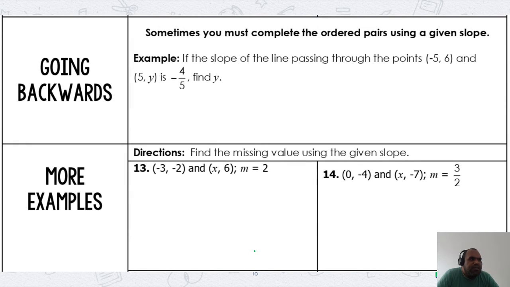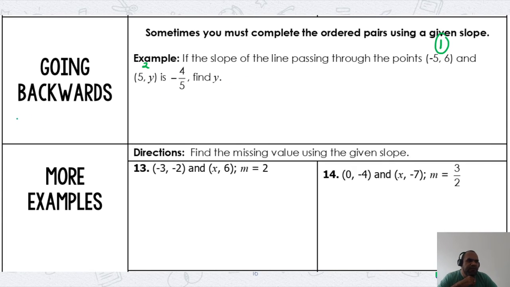And remember, sometimes you must complete the ordered pairs using a given slope. How can I do it, Mr. Romeo? Is it simple to do? Yes, I will show you. It's pretty simple. Look at this one here. If the line passes through 2 points, point number 1 is -5 and 6, and point number 2 is 5 and y, and the slope is -4/5. Find y. Okay, I have all the information I need.